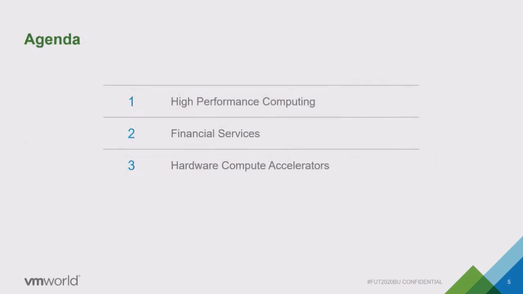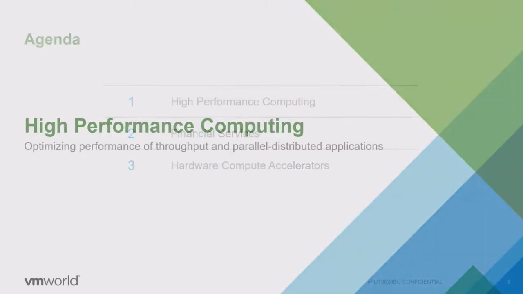Okay, so the three areas that we want to talk about are high performance computing, and we'll define our terms there in a minute, and we'll give you an example of an engagement that Na was involved in with financial services. And then I'll spend a little bit of time talking about enabling compute accelerators in vSphere. And then we'll finish up with one other topic that's actually not on the agenda.